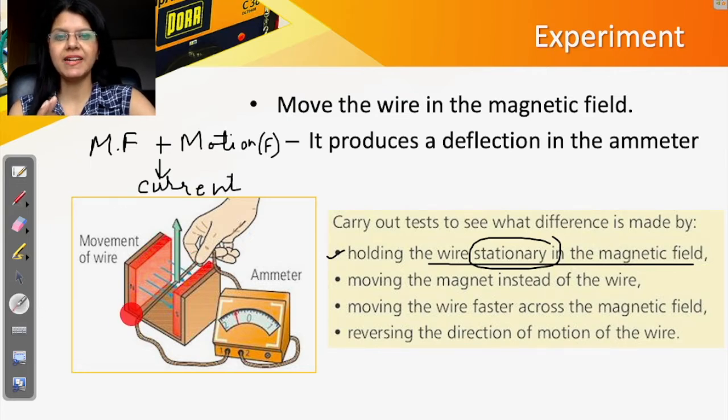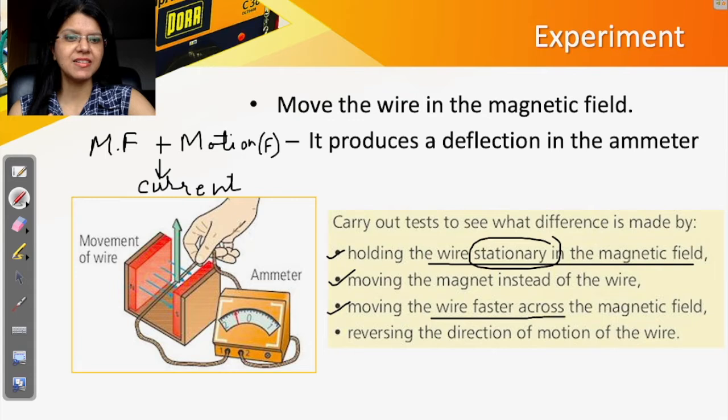So when you're holding the wire stationary, as this first point says, no current. Ammeter reading will be 0. Move the magnet instead of the wire. So you do not move the wire, hold the wire stationary, instead you move the magnet. Then also you see the current. Magnetic field plus motion is happening, you will find current. Third point, move the wire faster across the magnetic field. Now you're moving the wire and you're moving faster, right? You'll see a higher current.